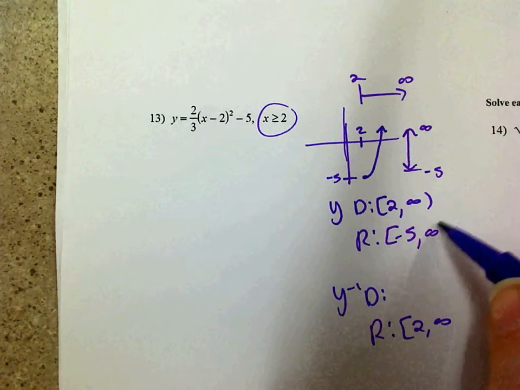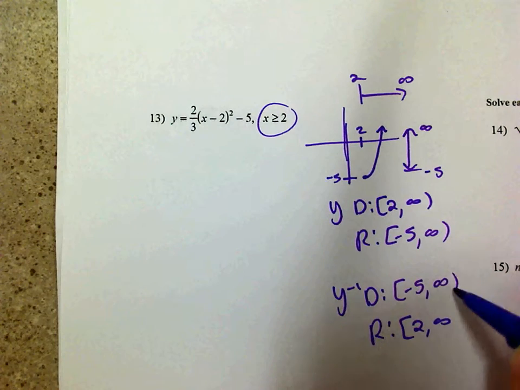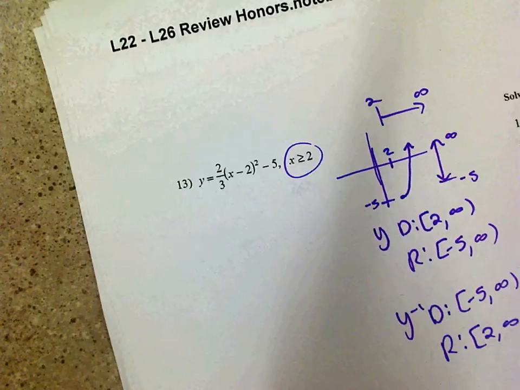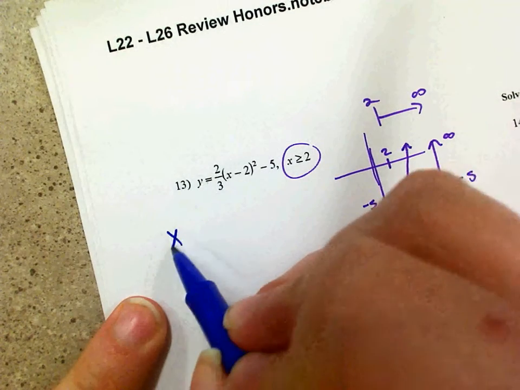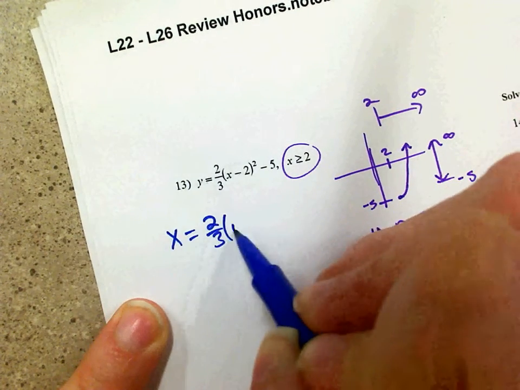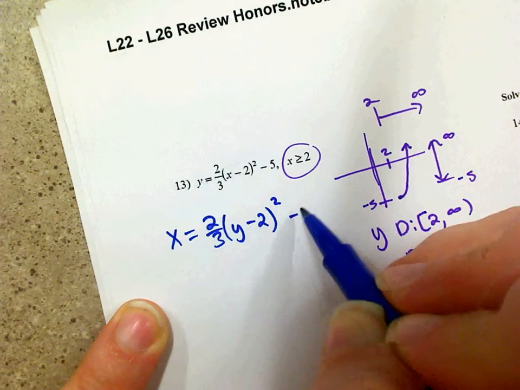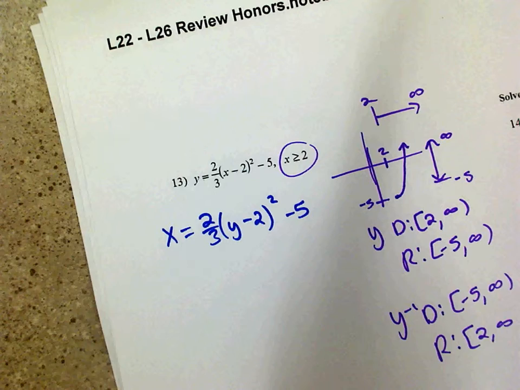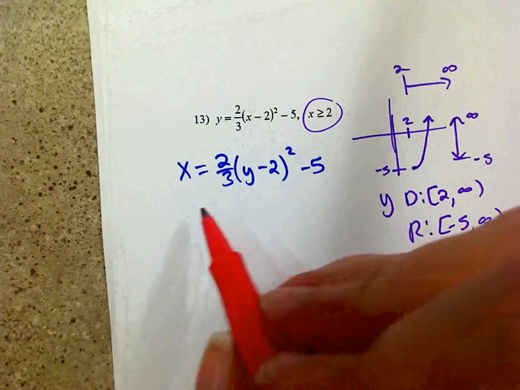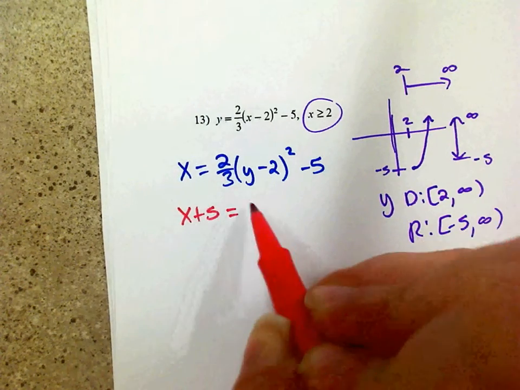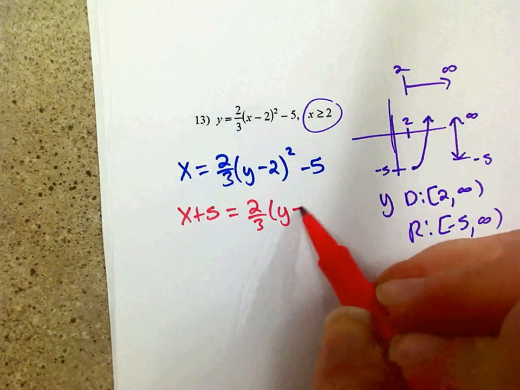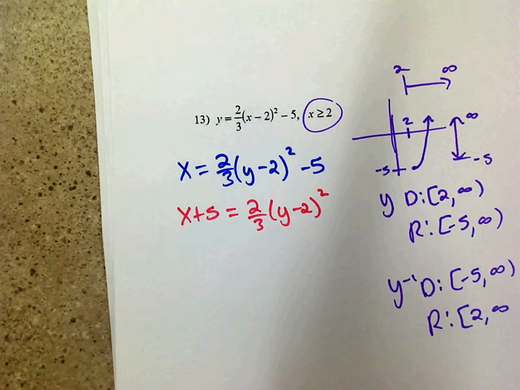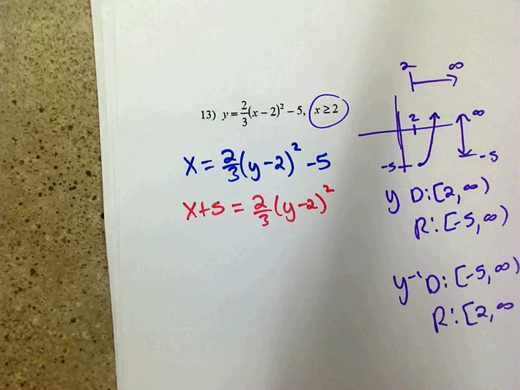So we need to find the inverse. So x equals 2/3 (y minus 2) quantity squared minus 5. I need to add the 5 to both sides. So x plus 5 equals 2/3 (y minus 2) quantity squared. I need to get rid of the 2/3. You can break it up and multiply and separate them, or you can do them at the same time. I'm going to go ahead and break them up just so you can see, but well, I guess I'll do it 2 different ways.